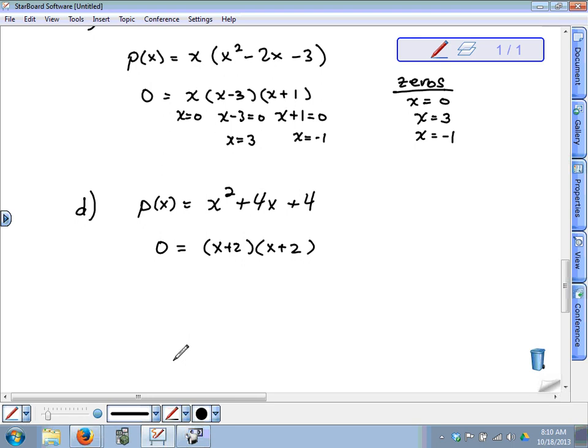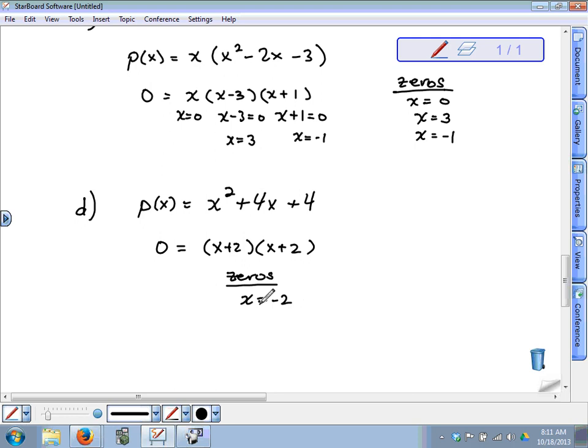And why is this so weird? Well, if we try to find the zeros, what do we say? x equals negative 2. Well, that's only one number. But it still is true. I wasn't lying to you. The number of zeros is equal to the degree of the polynomial.